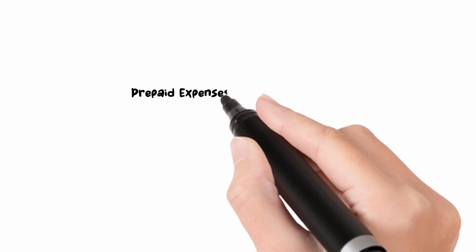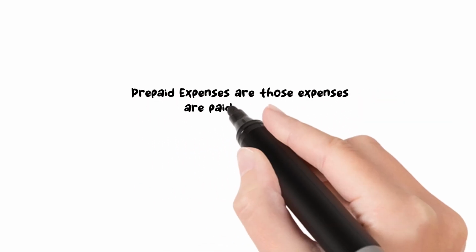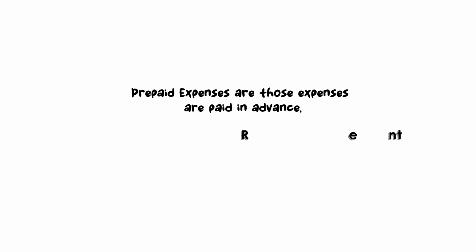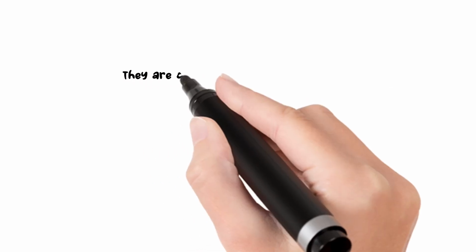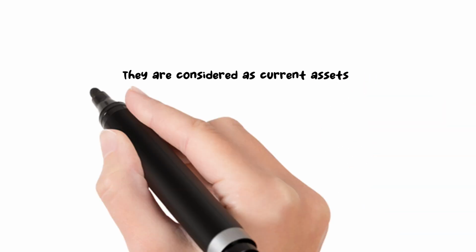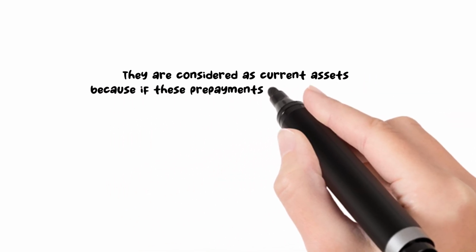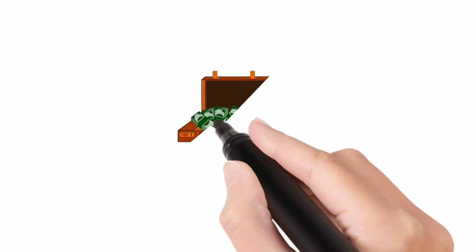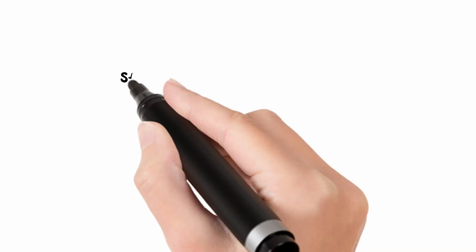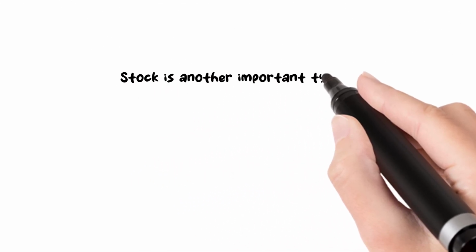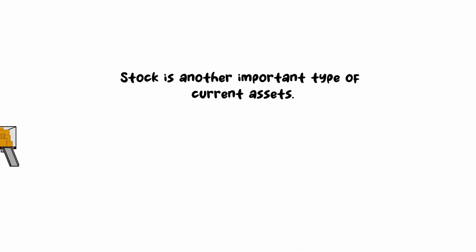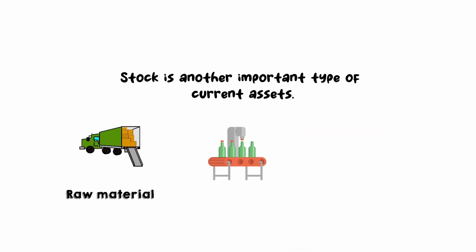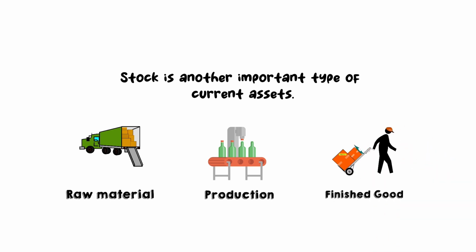Prepaid expenses are those expenses paid in advance, such as rent, taxes, insurance premium. They are considered current assets because if these prepayments had not been made, it would have required a cash payment during the next period. Stock is another important type of current assets. It includes raw material, work in progress, as well as finished goods.